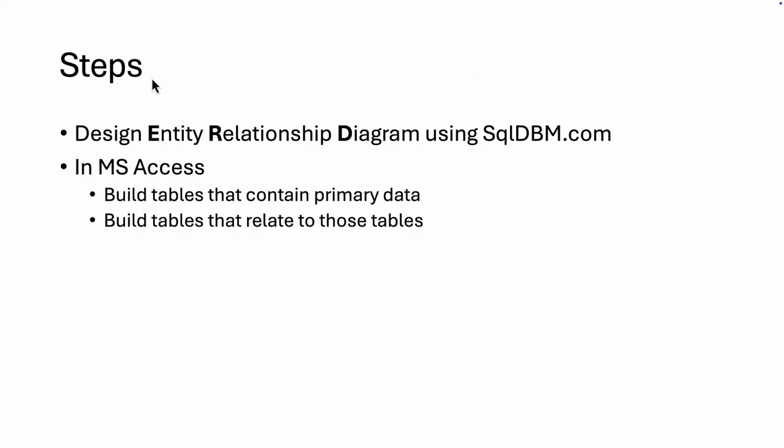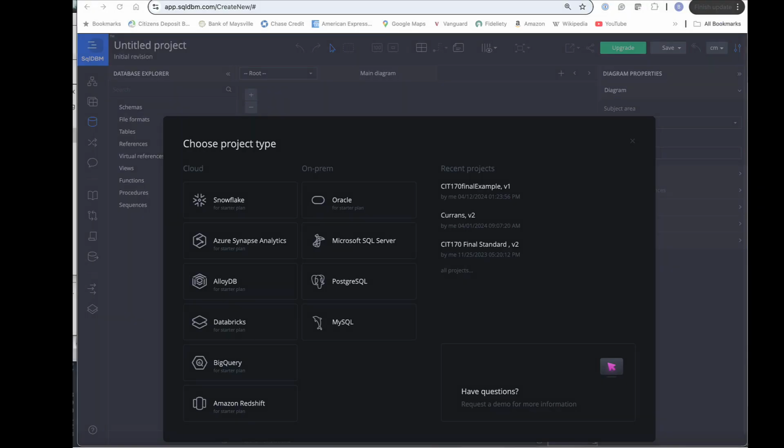The steps that we're going to go through is we're going to design an entity relation diagram using SQLDB.com. And then in Microsoft Access, we're going to build tables that contain the primary key, the primary data. And then we're going to build tables that relate to that data so that you find your most simple tables that don't have any lookups in them. And you build them and then build the things that look up to those primary tables.